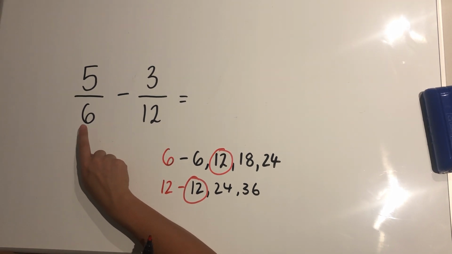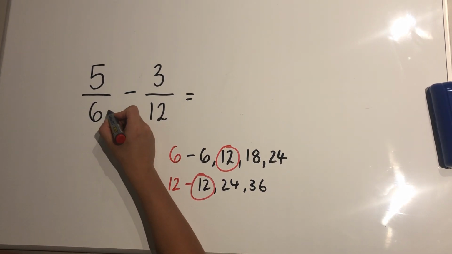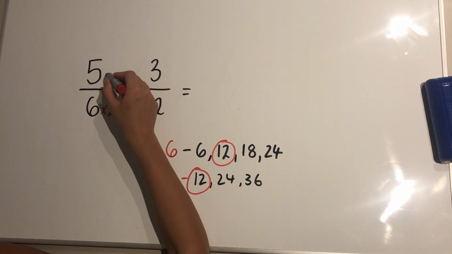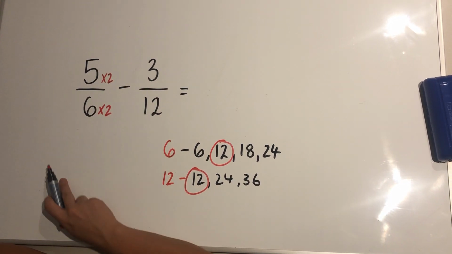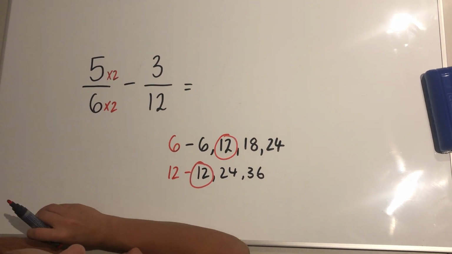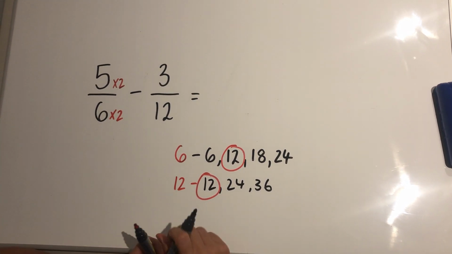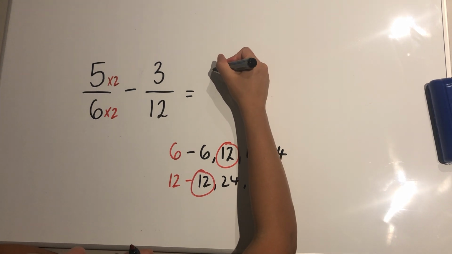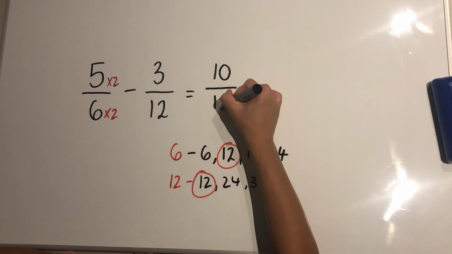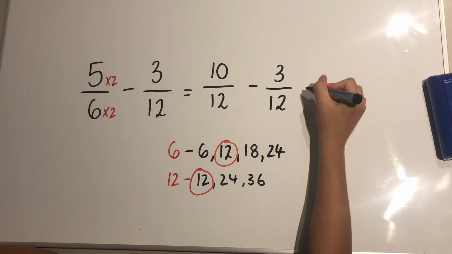So we need to think, what do we need to do to 6 to get it to 12? Well, we must multiply it by 2. So I'm going to show my working out, which is really important, and just put a little multiplied by 2 symbol. And whatever I do to my denominator, I always must do to my numerator. And that's a really important step that you cannot forget. I'm then going to write my new fractions out. So 5 multiplied by 2 is 10. And it's now going to be over my new denominator, which is 12, subtract 3 over 12.